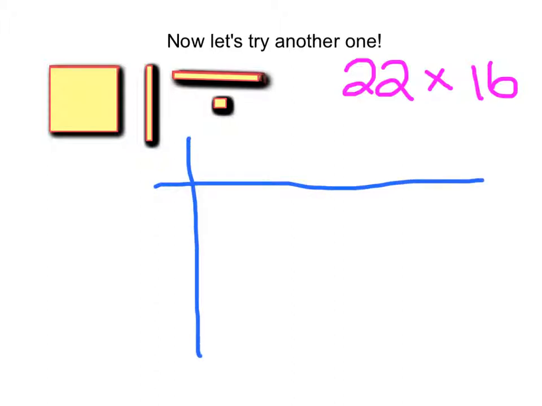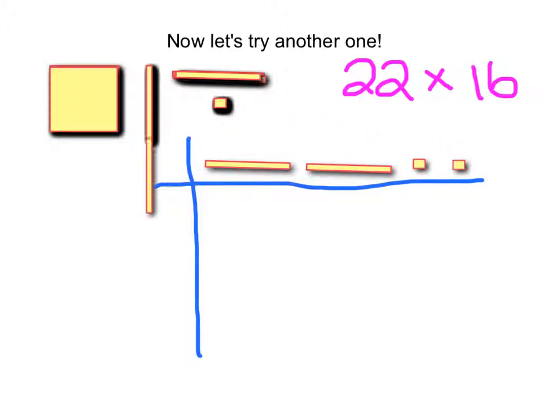All right, so we've done that, and part of this step is laying out our base 10 blocks. So we put our 22 along the top, and then we put our 16 along the side. So we have 1 ten, 2 tens, and then 1, 2, 3 ones, 4 ones, 5 ones, and 6 ones. All right. So then from there, we start to multiply.